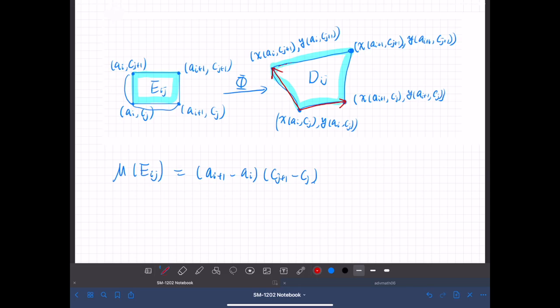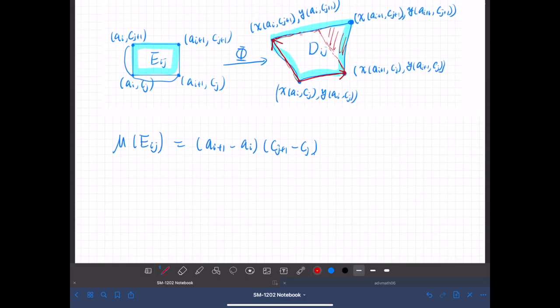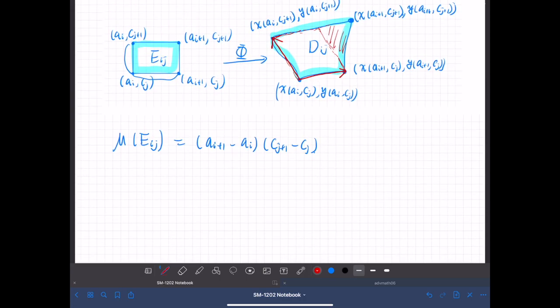Okay, so the parallelogram defined by these two vectors would look something like this. So it doesn't quite fit the shape of dij, but if this rectangle eij is small enough, then the difference here should be ignorable, hopefully. And so we just consider the area of this parallelogram. Let's color it yellow here. So this shape.